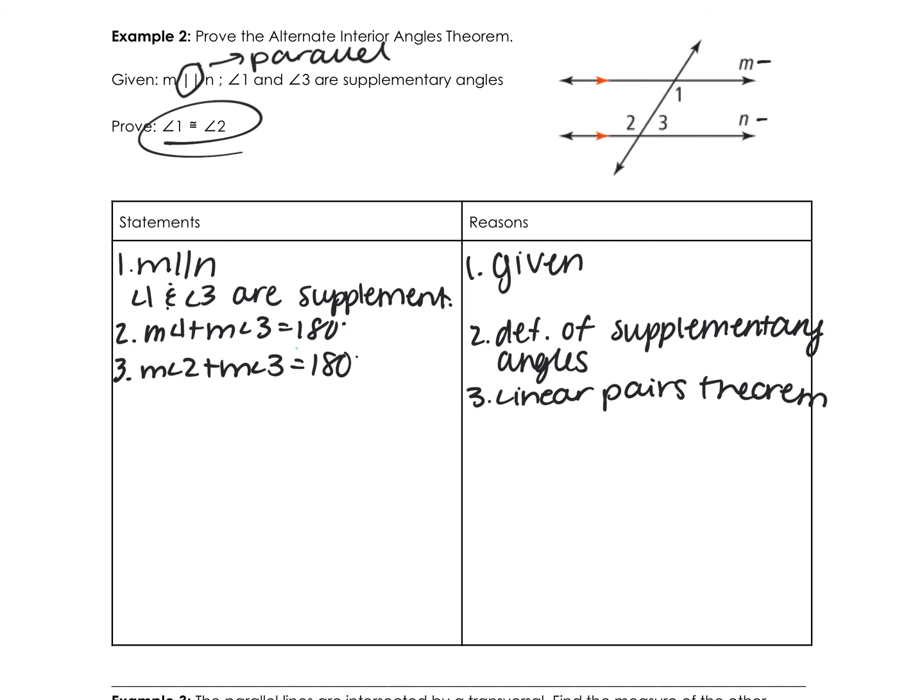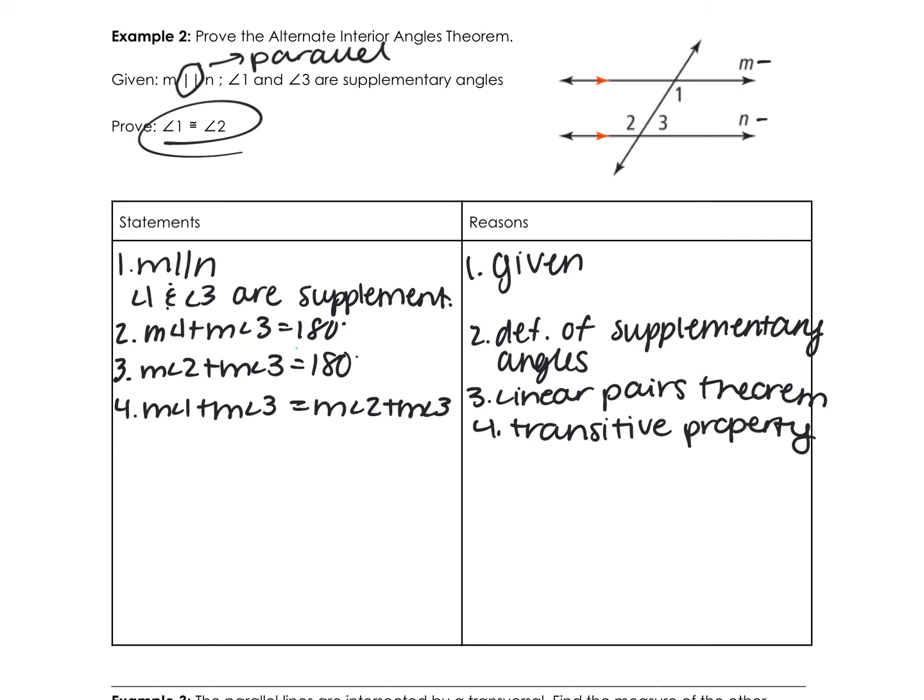See, well, if they're both equal to 180, then they have to be equal to each other. So the measure of angle 1 plus the measure of angle 3 equals the measure of angle 2 plus the measure of angle 3. And that, my dear friends, is the transitive property. If both sides have the measure of angle 3, then we can subtract the measure of angle 3 from both sides, and we're left with the measure of angle 1 equals the measure of angle 2, and that's the subtraction property.